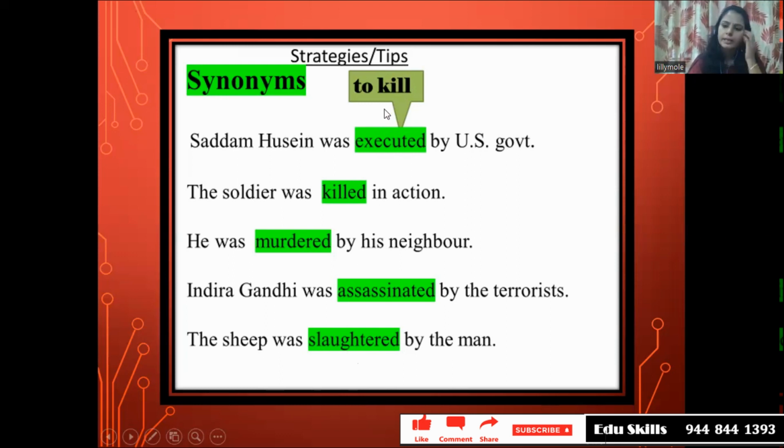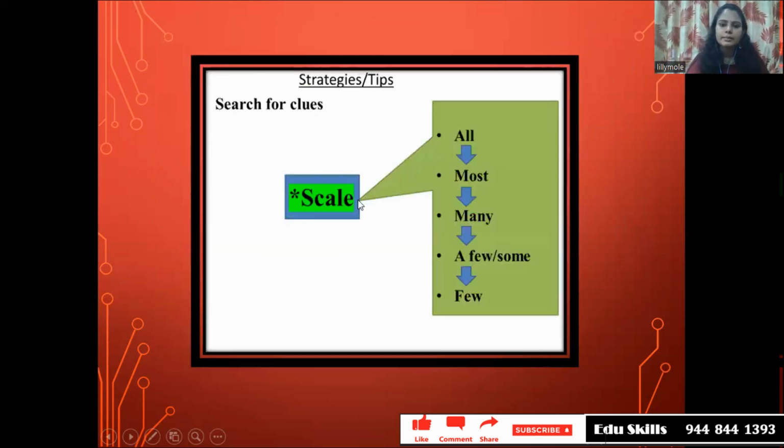So here is a method to make a diary for the synonyms. Whenever you are listening to audio, if you don't know a word, write it in the diary and look for the synonyms of that word. So it will be easy for you during the examination. Then our next one is the scale. Scale is the most important thing. It will also help you select the correct answer.